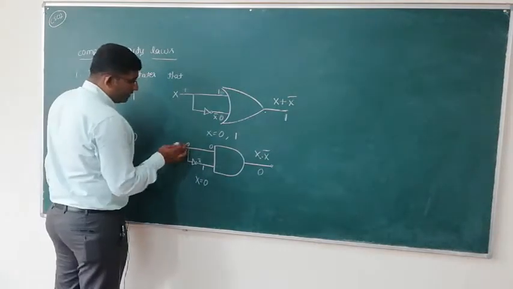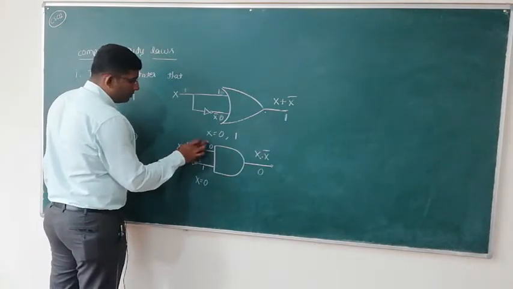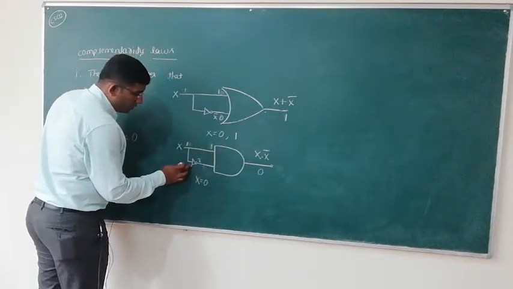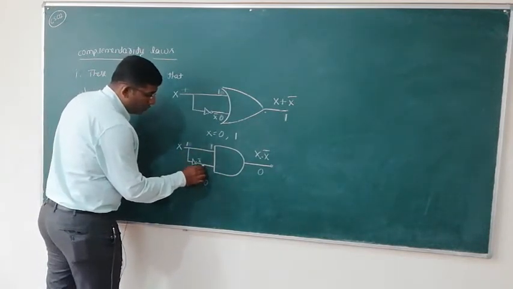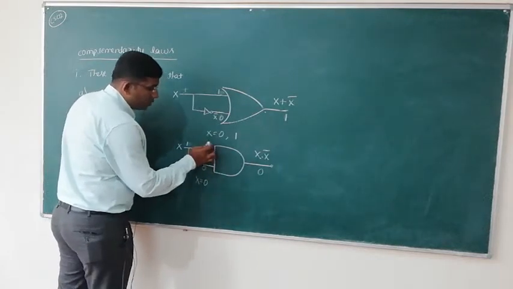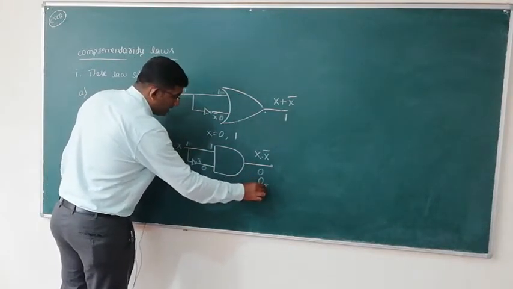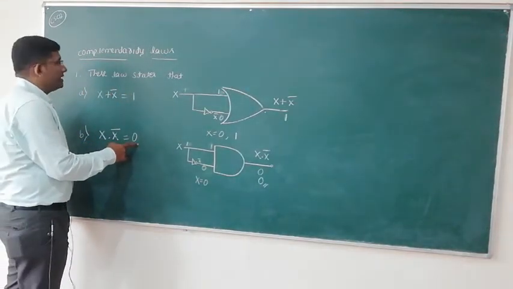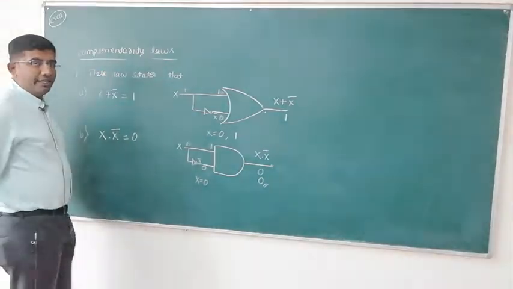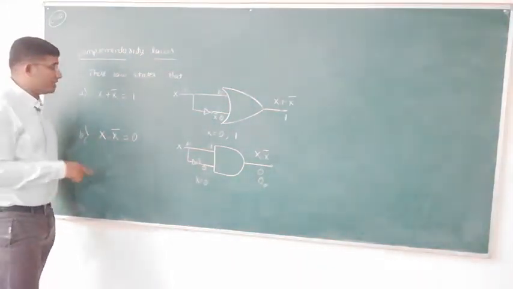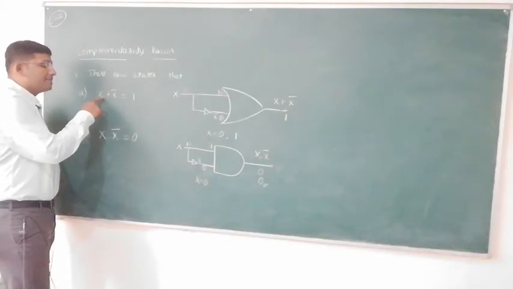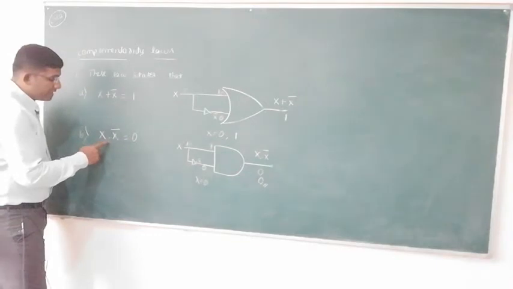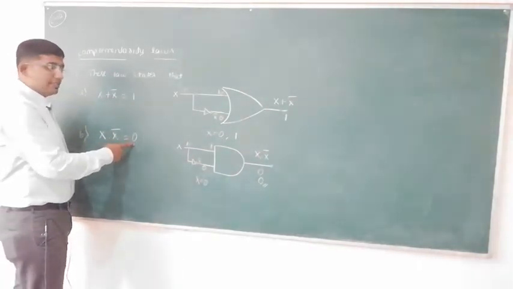In the same way, if I take the input of x as 1, the first input of the AND gate is 1, and the same 1 is given to the NOT gate, and the output of the NOT gate will be 0. 1 into 0, once again we get 0. That's why we have written that x dot x bar is equal to 0. That's why, under the complementarity laws, if in any Boolean expression we come across x plus x bar, we can directly replace it with 1. If we come across x dot x bar, we can replace it with 0.